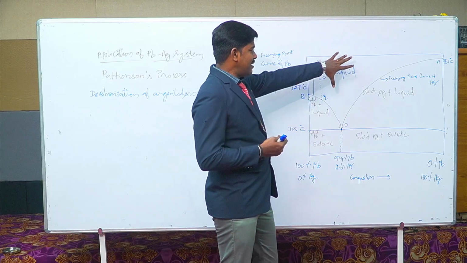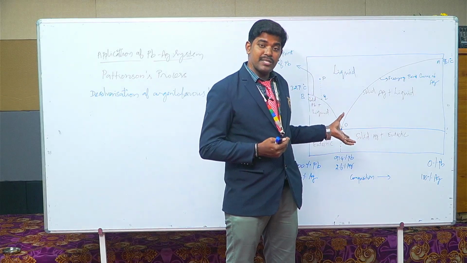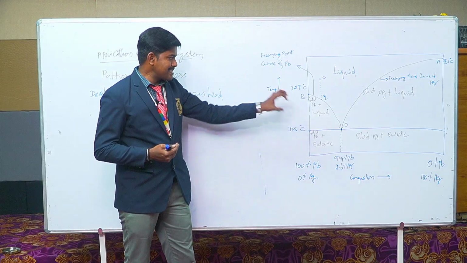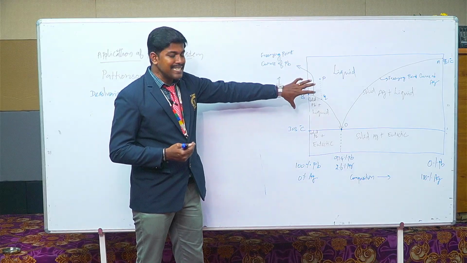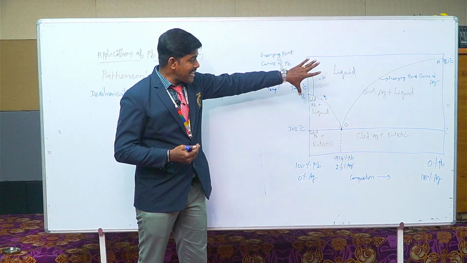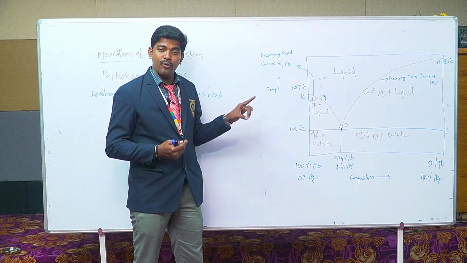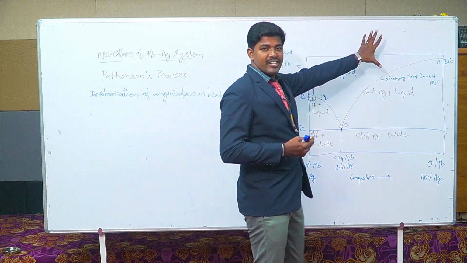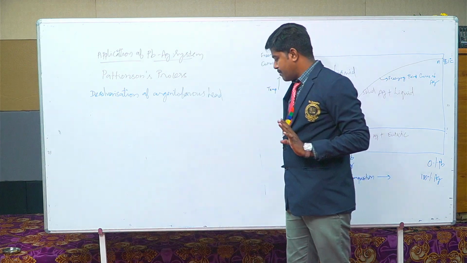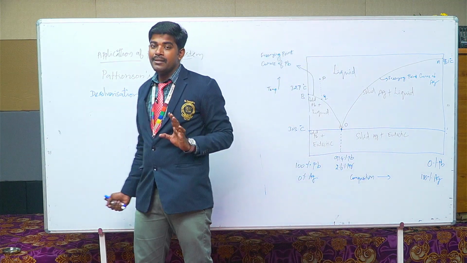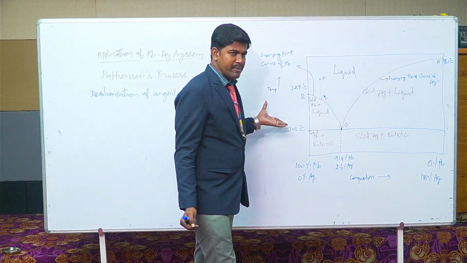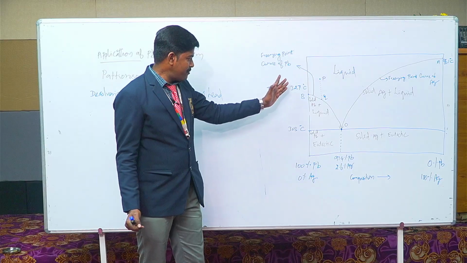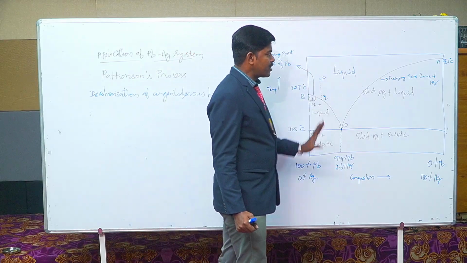Again, I will insist on this: in the diagram itself, we need to mention all the information, because if the question is asked for 16 marks, you will get 6 to 7 marks for the diagram alone. So you need to mention all the information in the diagram. What is the melting or freezing point of lead? What is the freezing point of silver?